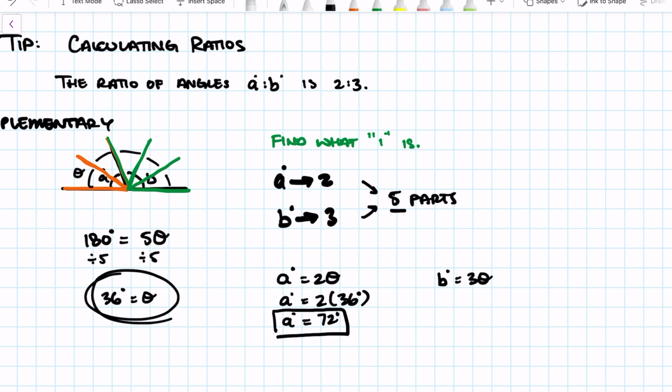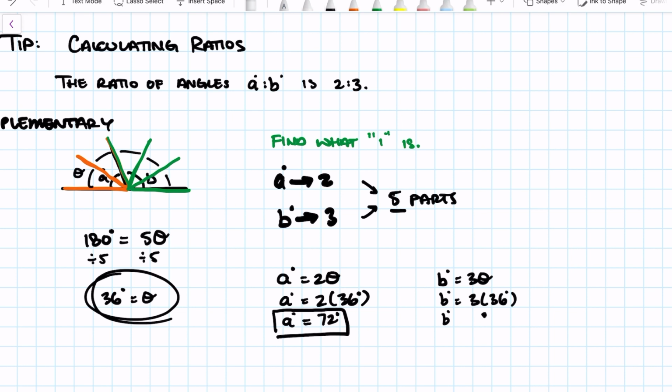And so then if we do the math again, 3 times the same number, 36, right? Because we're taking the individual part. And 3 times that is 100 and, let me get this right, 38.